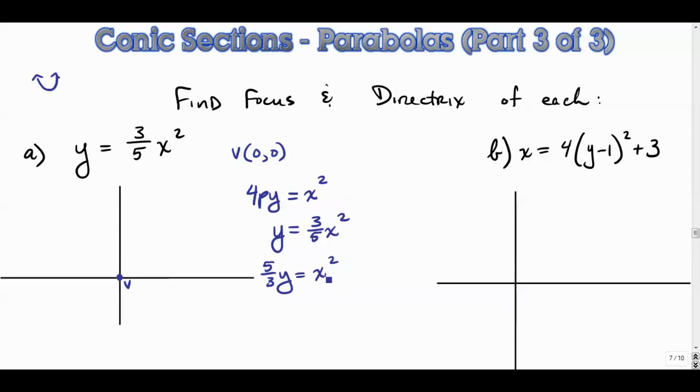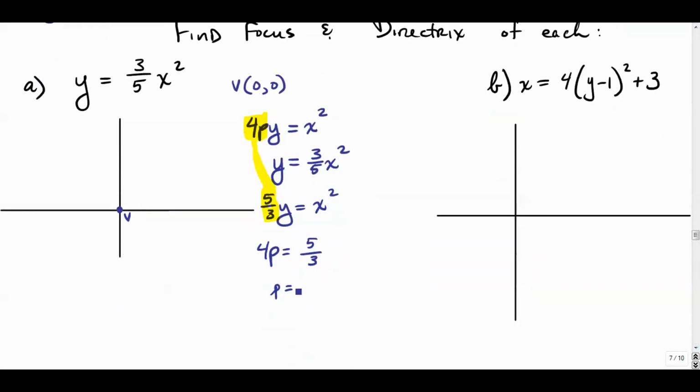The bottom one happens to be in the right format. So now we can use that little correspondence there to find our p-value. So 4p is equal to 5/3. Alright, divide everything by 4. When we divide everything by 4, 5/3 divided by 4 is the same as multiplying by 1/4. So our p-value is 5/12.